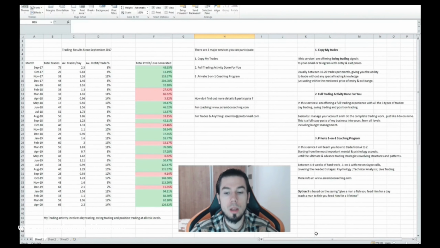So option number three, the private coaching, is based on the saying: give a man a fish, you feed him for a day. Teach a man to fish, you feed him for a lifetime. With copy my trades and full trading activity, I'm kind of giving you a fish, but I'm not teaching you to fish. While the coaching is actually teaching you to fish, and you can feed yourself for a lifetime.